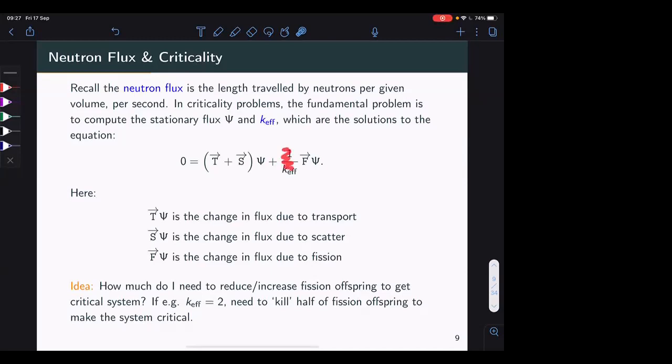So if I had a stationary or stable system, this is the flux at a given position. If the system is stable, then this is the effect of transport, so particles moving in a straight line. This is the effect of particles scattering. So these are the change in flux due to just movement and scatter. And this is my fission operator.